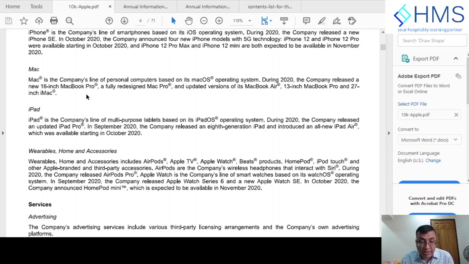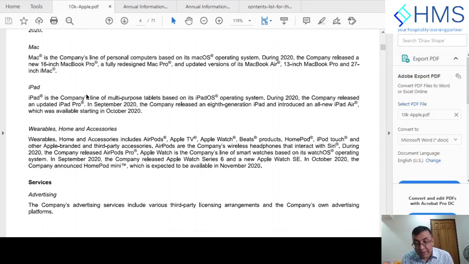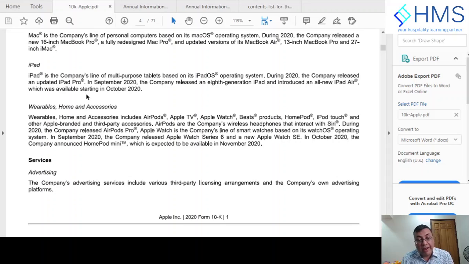If you are not aware of them, the company has a line of personal computers called Mac, which runs the macOS operating system. The latest models are the 16-inch MacBook Pro, and the updated versions of the MacBook Air, 13-inch MacBook Pro and 27-inch iMac. Then they have iPads as well. Then they have wearables, home and accessories: Apple AirPods, Apple TV, Apple Watch, Beats, which I never knew about, HomePod, iPod Touch, and other Apple-branded and third-party accessories. So this is the information.